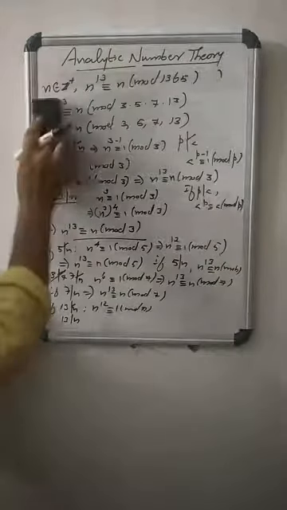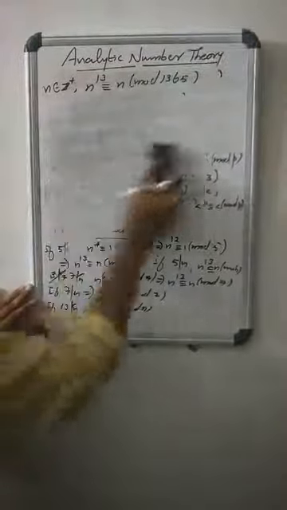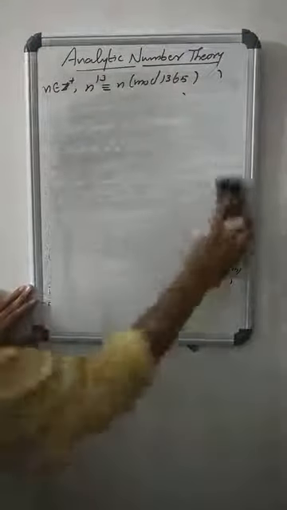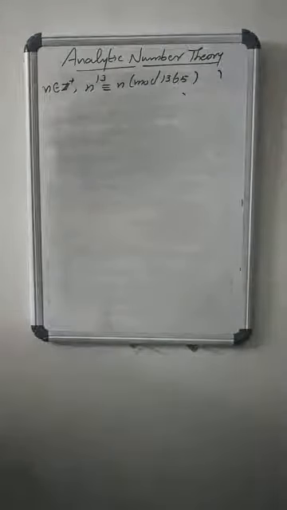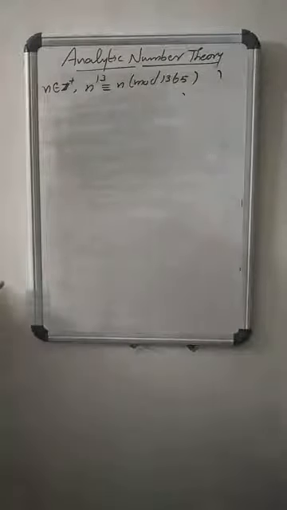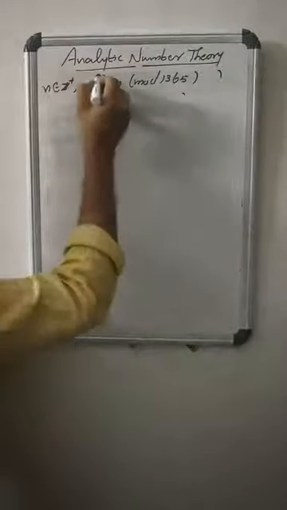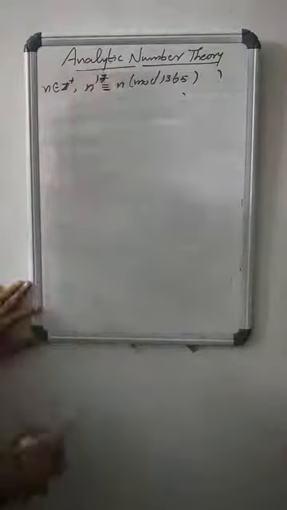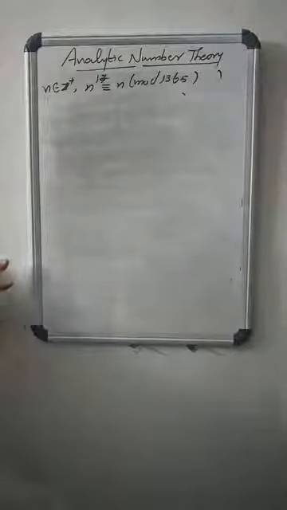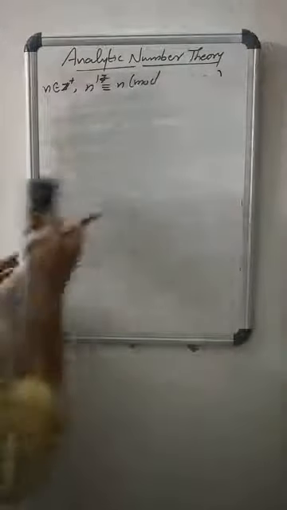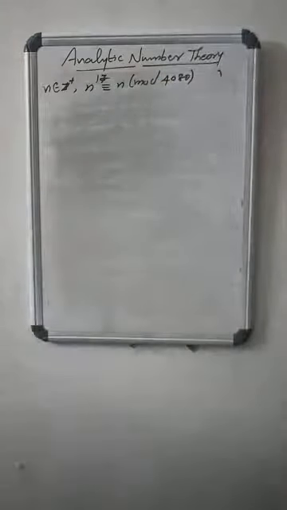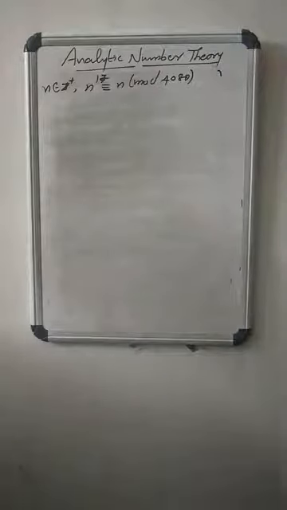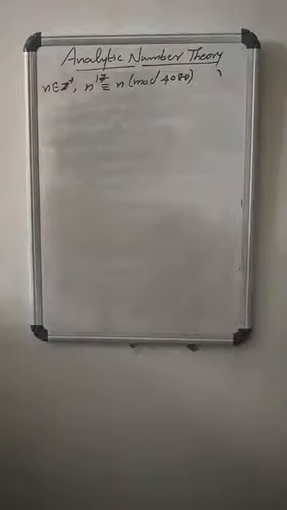Now come to the next problem. Find all the positive integers n such that n power 17 is congruent to n mod 4080. Find all the positive integers n such that n power 17 is congruent to n mod 4080.